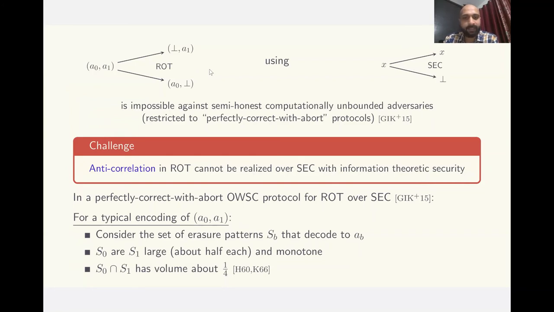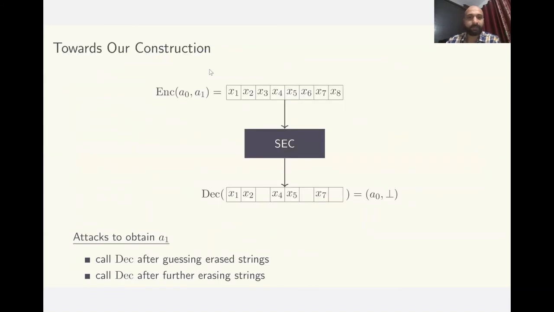Hence the receiver can decode both the messages with substantial probability. This makes the scheme insecure against a corrupt receiver, a semi-honest corrupt receiver. Note that this does not give rise to a constructive strategy for the receiver to obtain both messages. What would a constructive attack by the receiver look like?